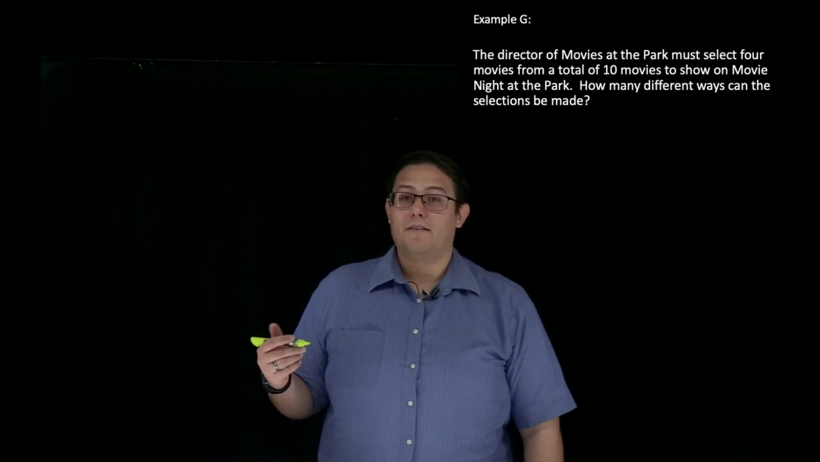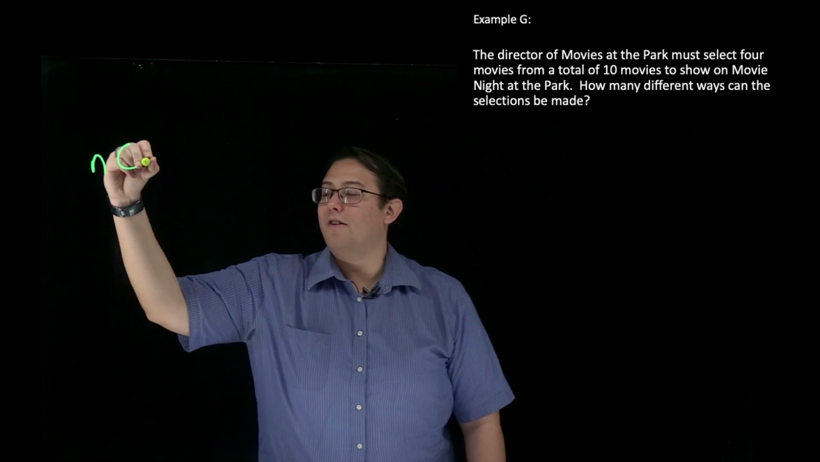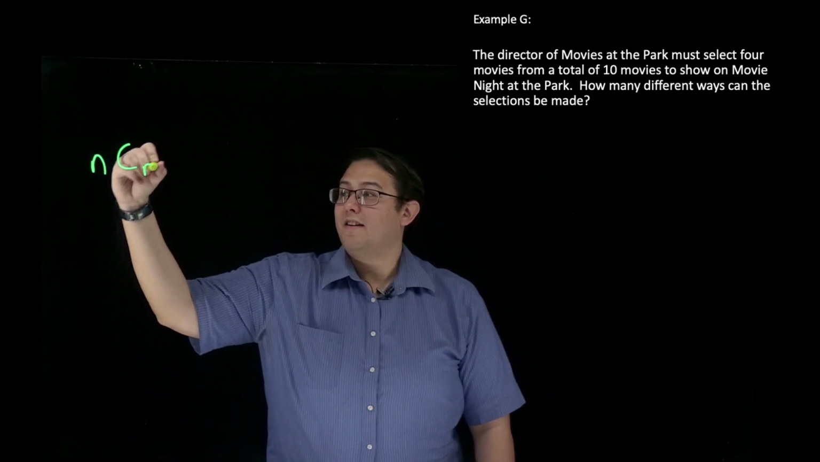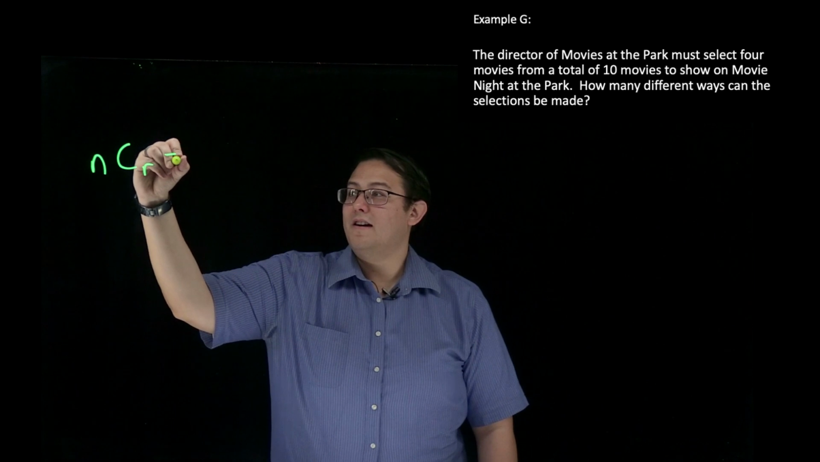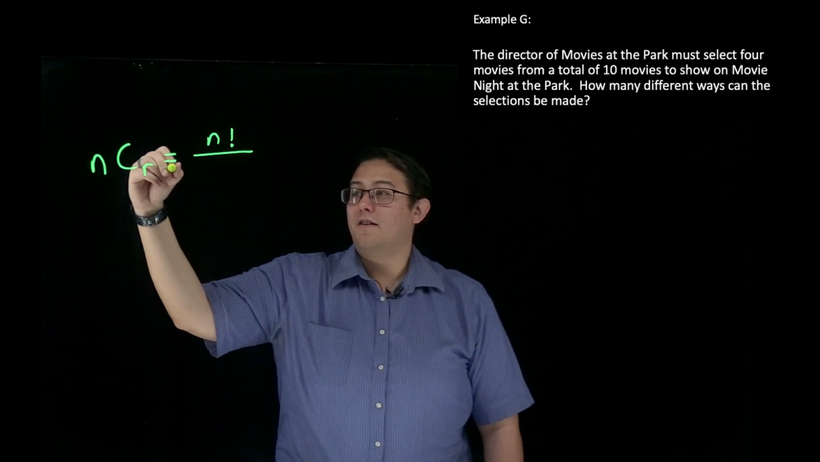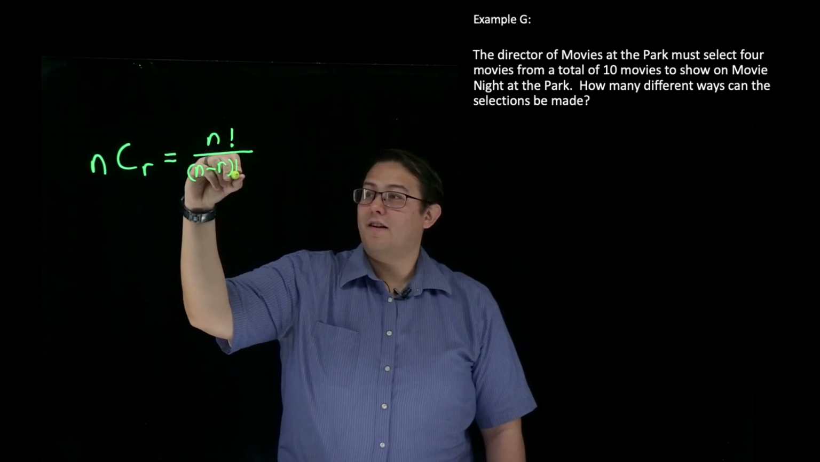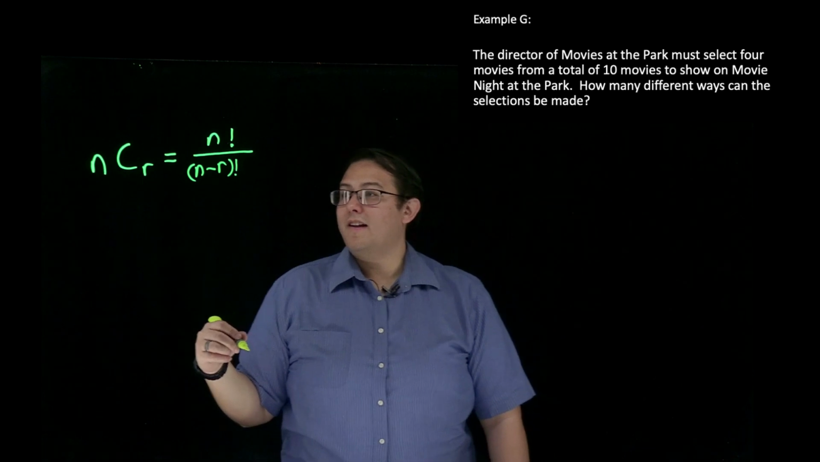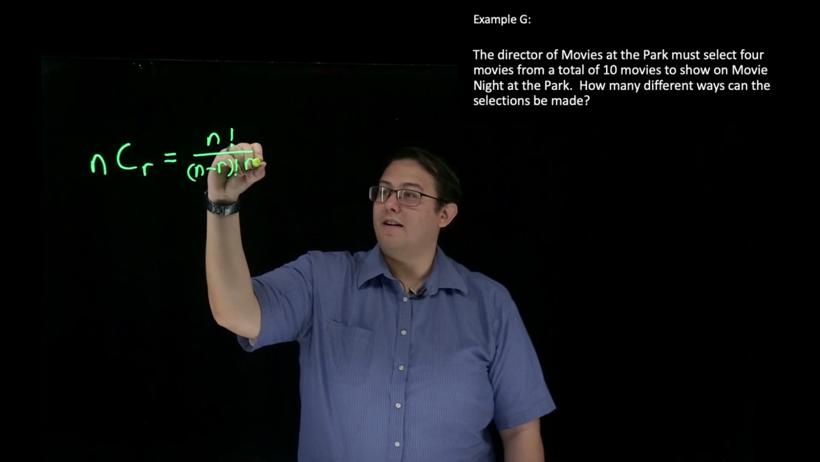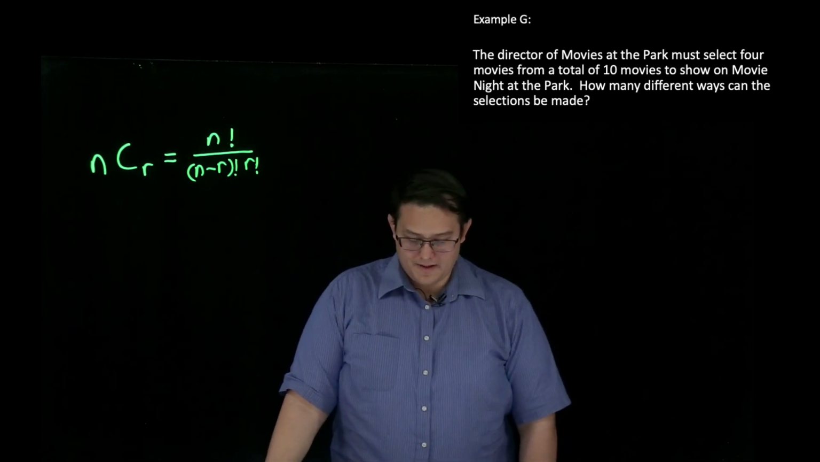So the formula for combinations is this right here. So again, you only use this one when order is not important. So it's nCr, and it's n factorial all over n minus r factorial, just like the permutation one. And then it has the added r factorial down there. So that's the combination formula.